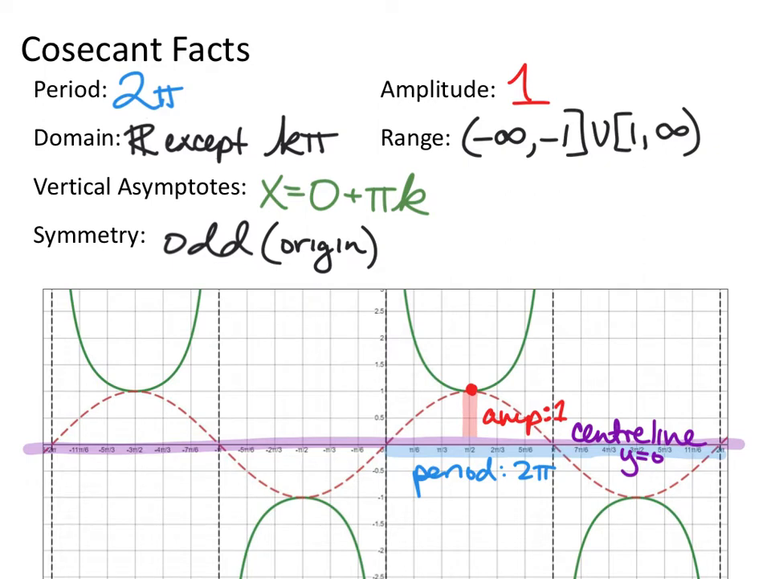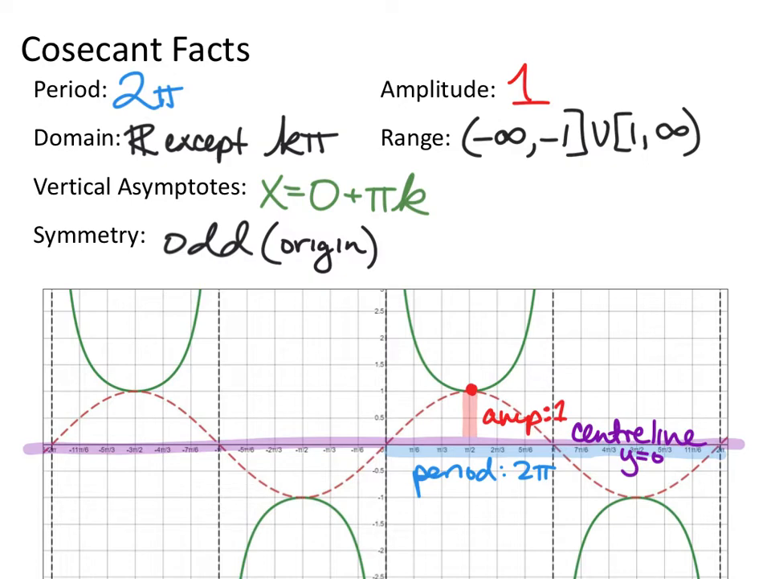So the domain of the cosecant function is all real numbers except for multiples of pi, because at pi, 2 pi, negative pi, negative 2 pi, and 0, so multiples of pi, you have a vertical asymptote there, so our domain is undefined.